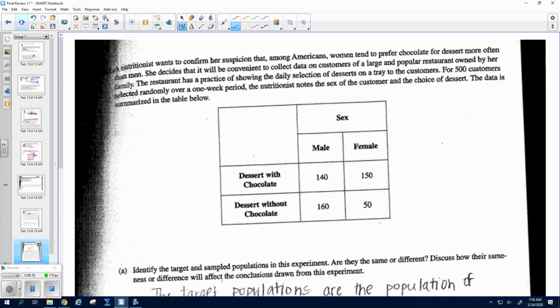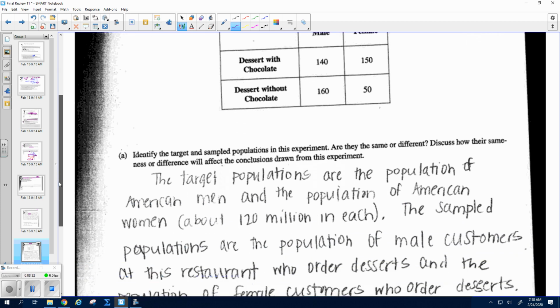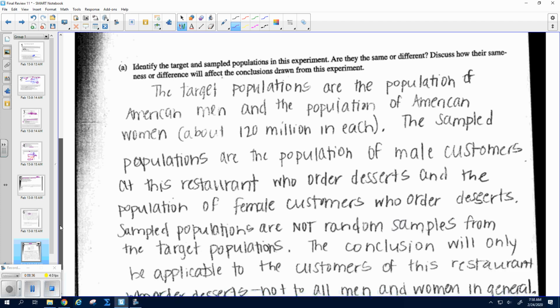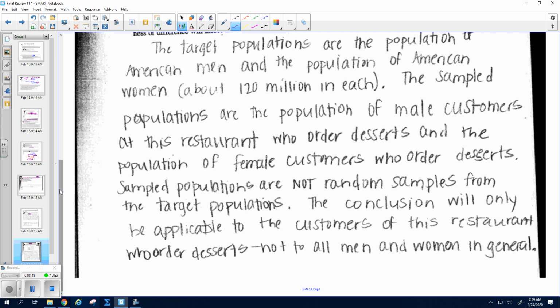Okay, so for this next one, we want to know if women prefer chocolate for dessert more than men out of all Americans. But they only go to one restaurant here and compare who orders dessert. So what is the problem with that, basically? The target populations are the population of American men and the population of American women. And the sampled populations that we used are the population of male customers at this restaurant who order desserts and the population of female customers who order desserts.